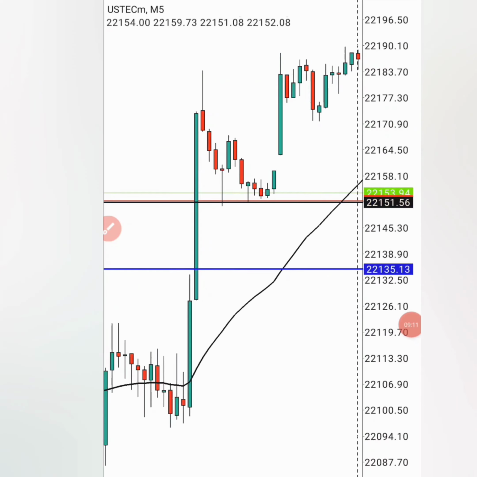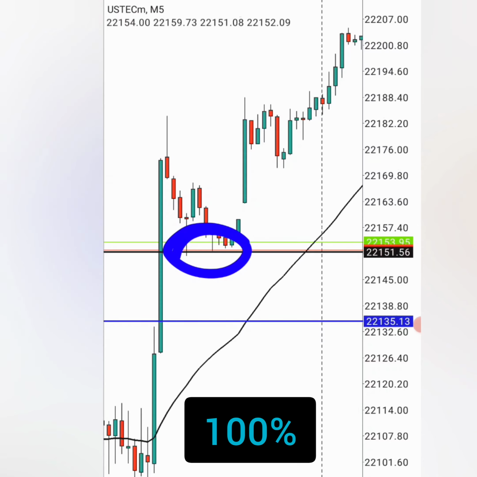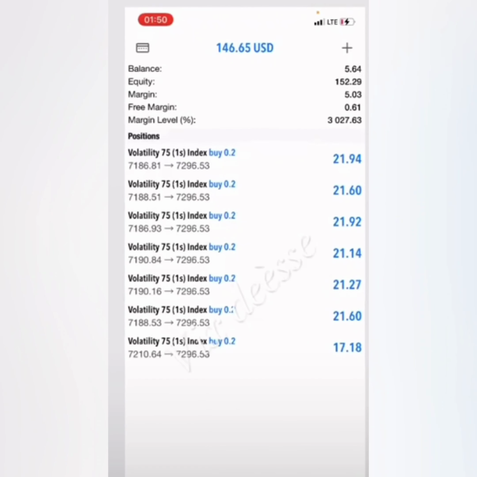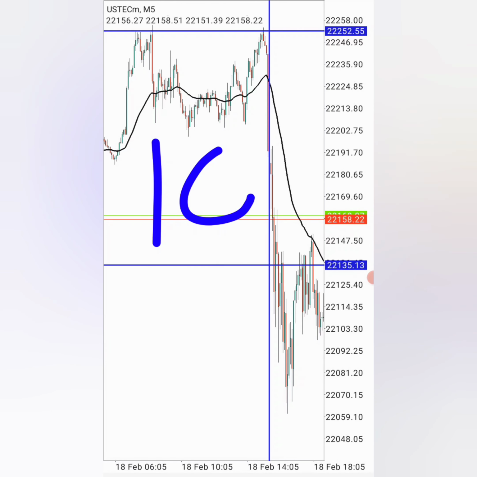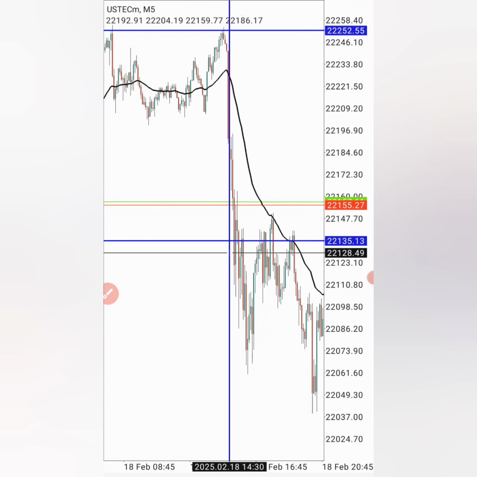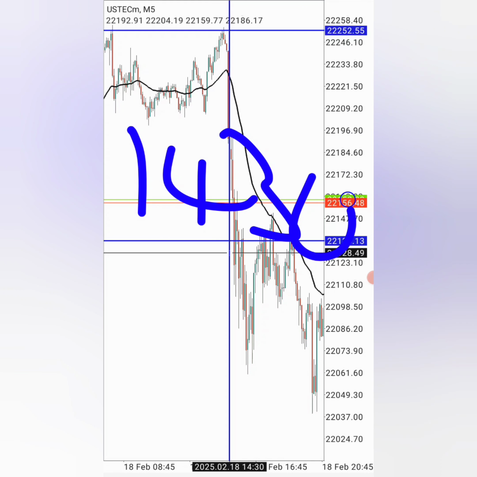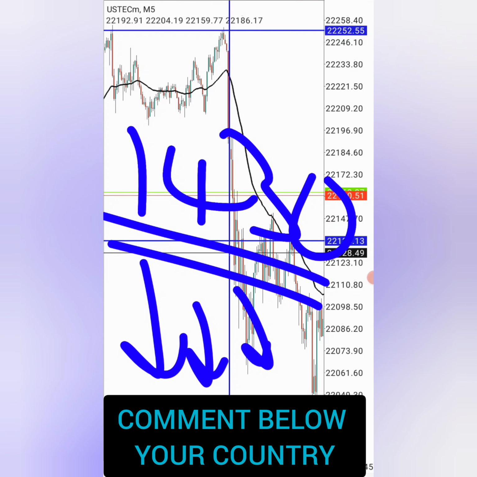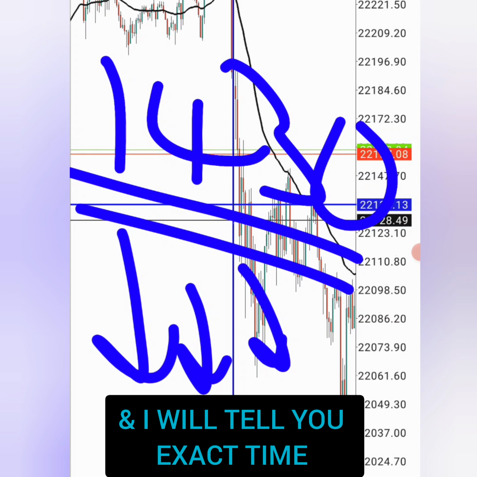To grow a $5 account into 150, you're going to be using ICT, EMA, and Fibonacci. These trading tools work together so that you can have 100% accuracy when entering your trades on a $5 account, so everyone will have a better chance to actually get to 150 quickly. The first part of the strategy is ICT, and for this strategy, you come to the charts exactly at 14:30. This time depends on where you are from, so comment below where you are from, and I'll tell you the exact time that you have to come to your charts.